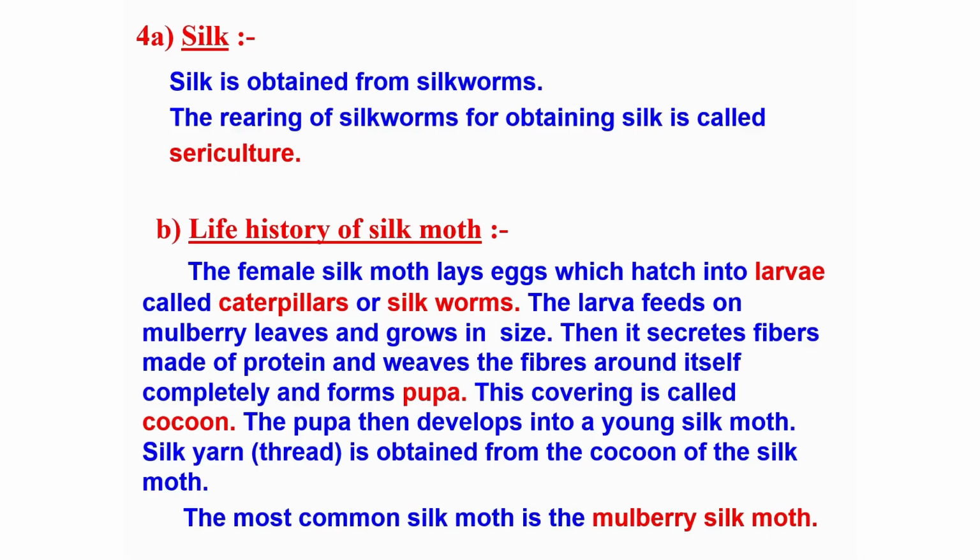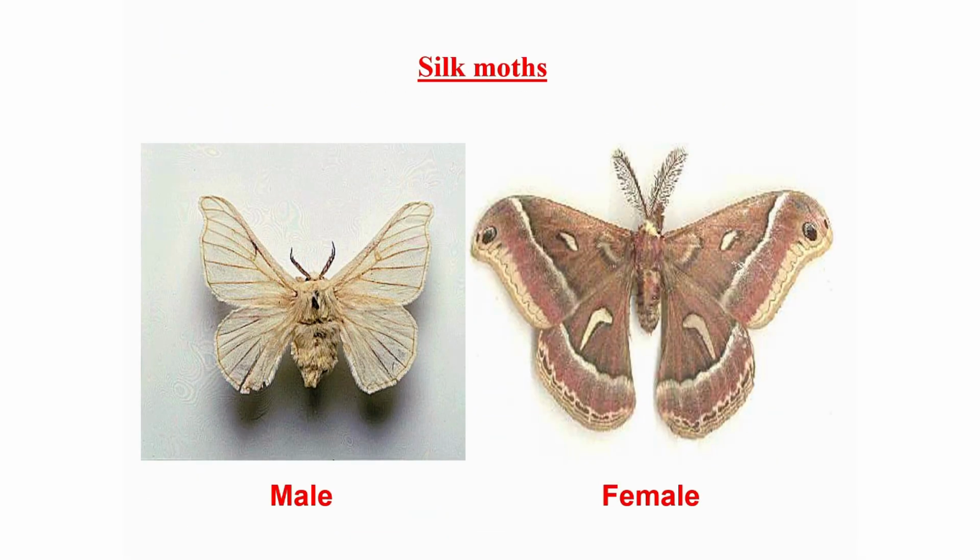Then it secretes fibers made of protein and weaves the fibers around itself completely and forms pupa. This covering is called cocoon. The pupa then develops into a young silk moth. The silk yarn, that is thread, is obtained from the cocoon of the silk moth. The most common silk moth is the mulberry silk moth. So these are the male and female silk moths.